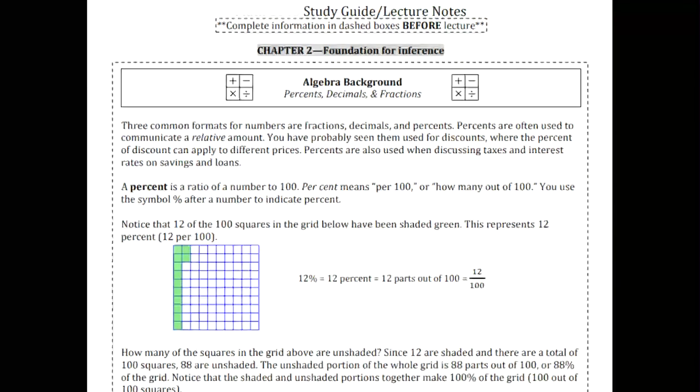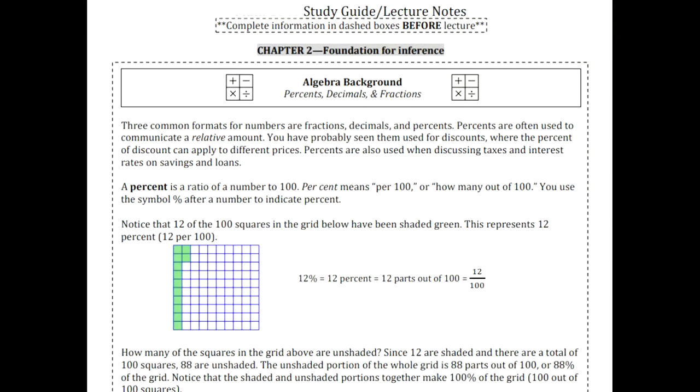In this video, we're going to talk about the three common formats for numbers, fractions, decimals, and percents, and talk about how to convert between fractions and percentages.